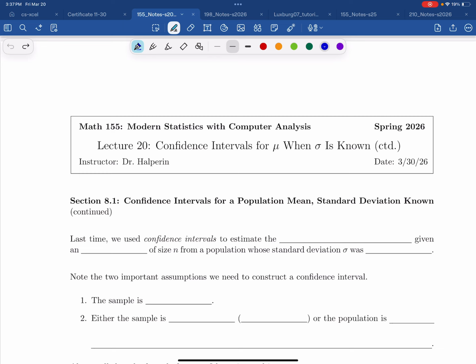Anyway, last time we used confidence intervals to estimate the population mean given an SRS, or simple random sample, of size n. Remember, we're always assuming our samples are random. If they're not random, then this whole thing doesn't work. And again, we're assuming that sigma is known, right? We're estimating mu, and then we get a sample mean x bar with a sample of size n, and we're assuming that sigma is known.